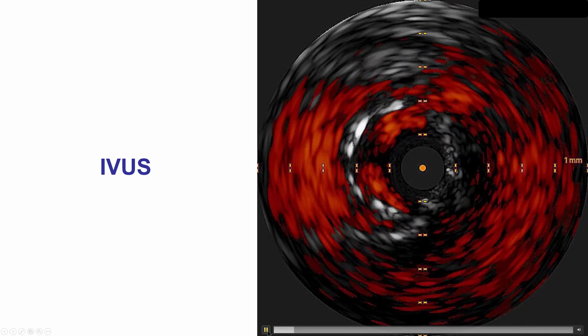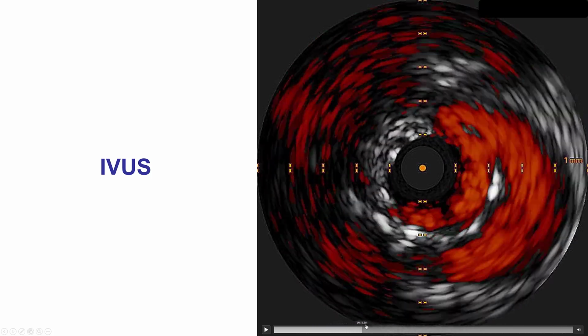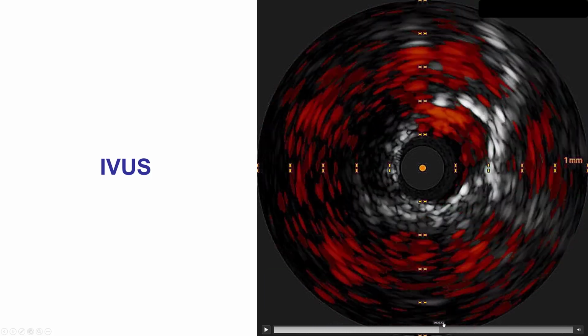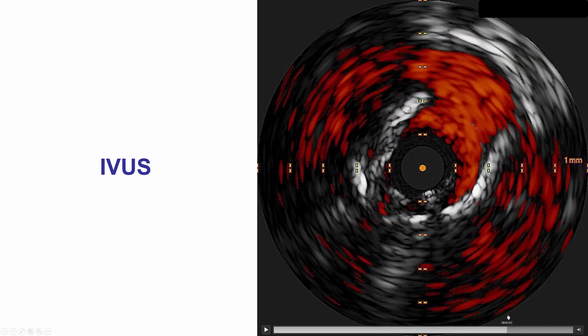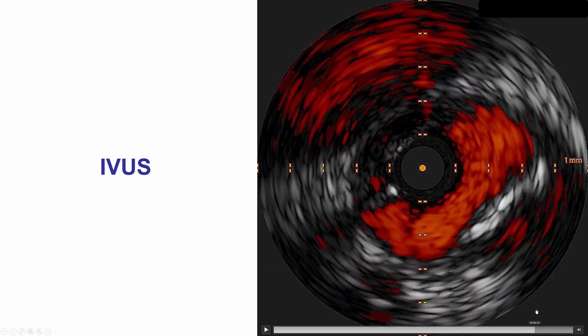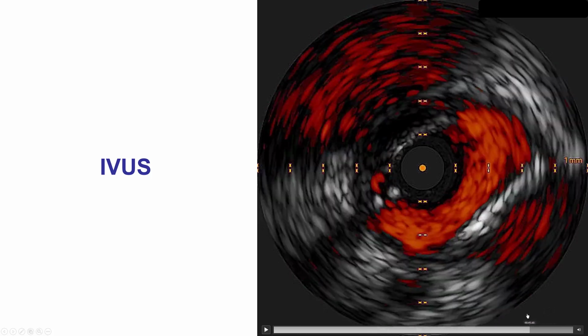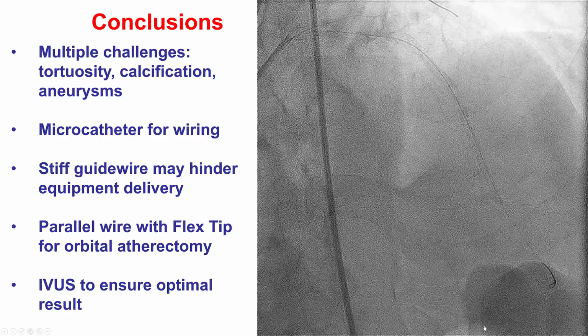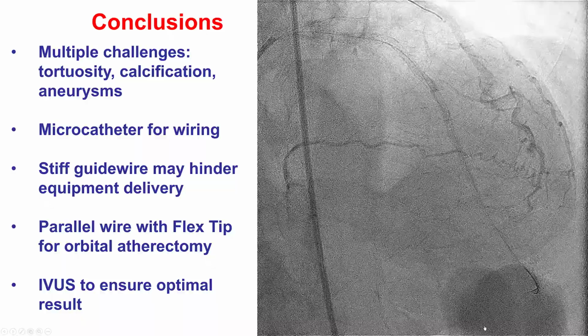We did the intravascular ultrasound to confirm that we had a nice result. There was good stent expansion. There was some oval shape in the middle of the vessel due to the calcification, but overall the area was large, including in the left main, including into the LAD. And this is the final result with good flow down the LAD.